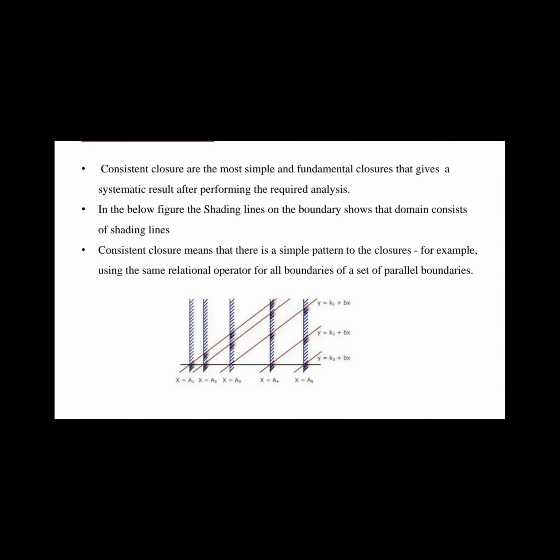Again, I am saying that with systematic boundaries, the result will be in parallel lines. That's why the consistent closure domain lines are also parallel lines, but it is not a systematic boundary. It is a consistent closure. That's why the parallel lines are represented in shaded line form. That is called the consistent closure. These are some properties that define a nice boundary, a nice domain.